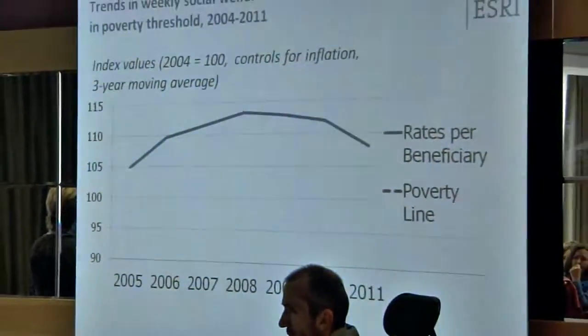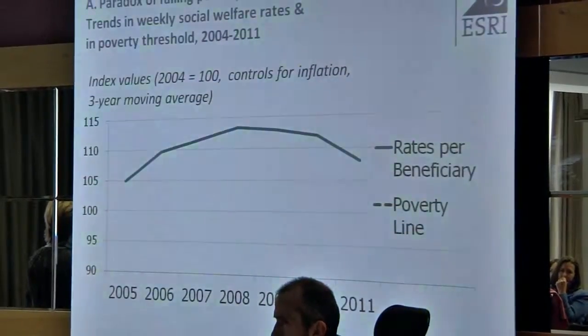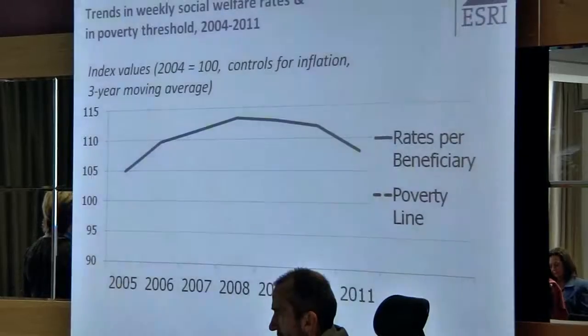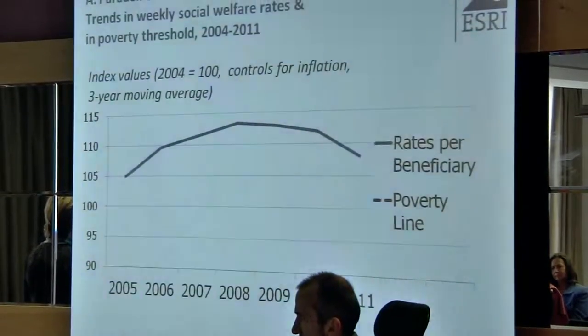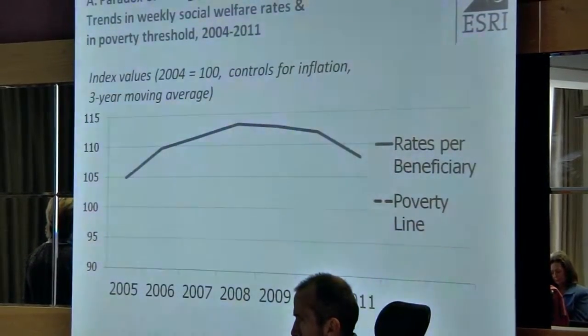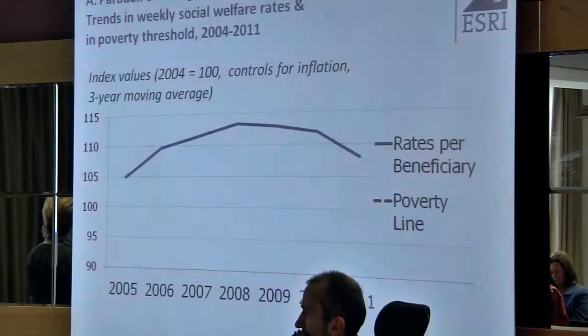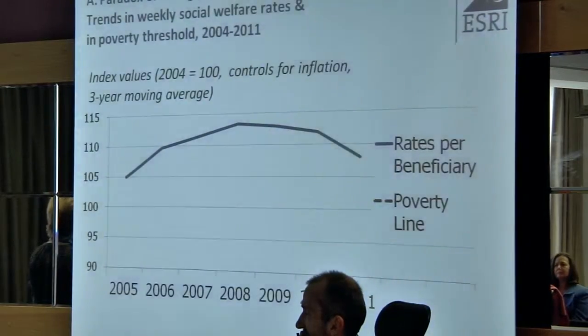So when you look at the social welfare rates, and again, taking a 3-year moving average to get rid of some of the ups and downs of the line, you see that the rates tended to increase up until 2008, 2009, and then started to fall as they started to be cut. So early in the recession, the rates were still increasing.